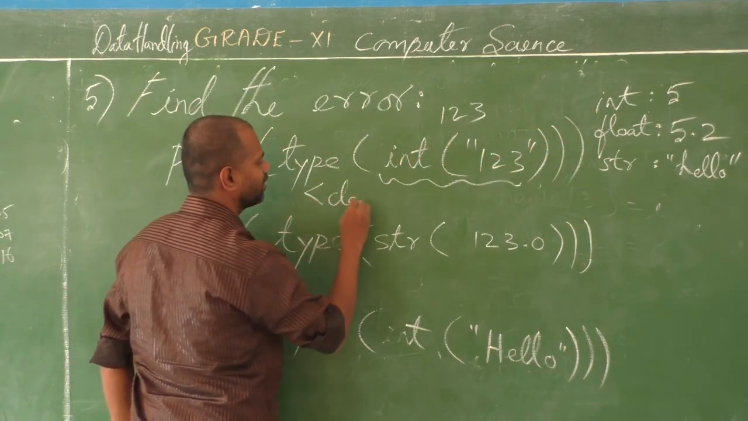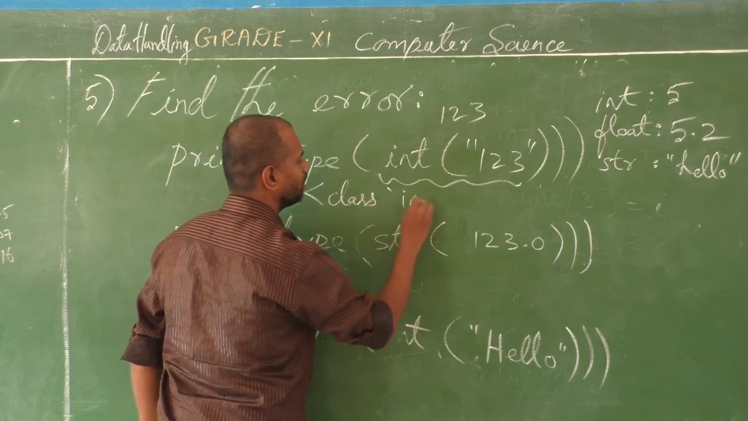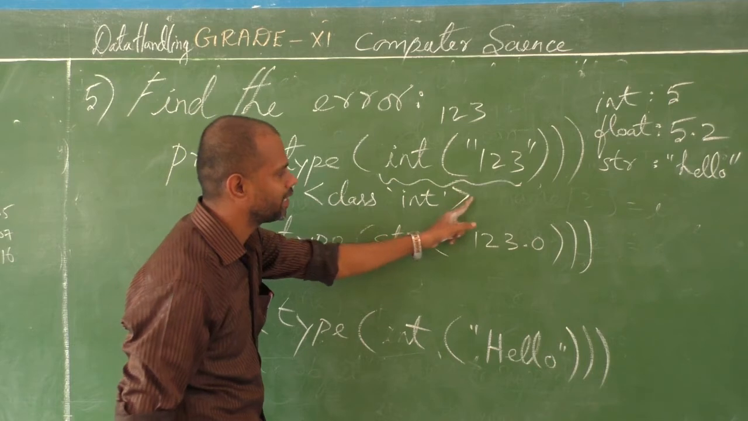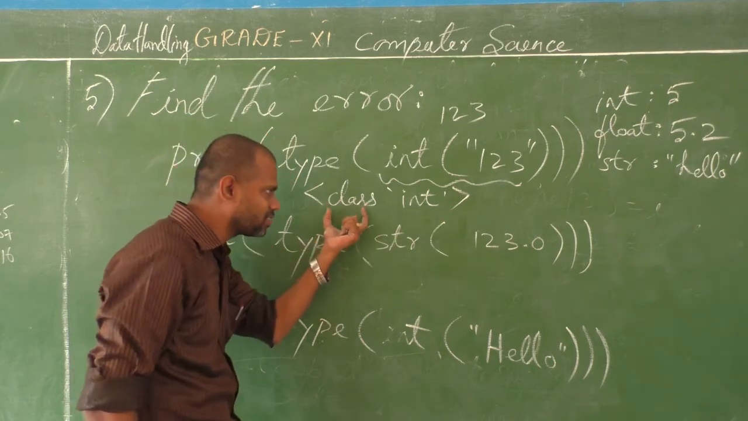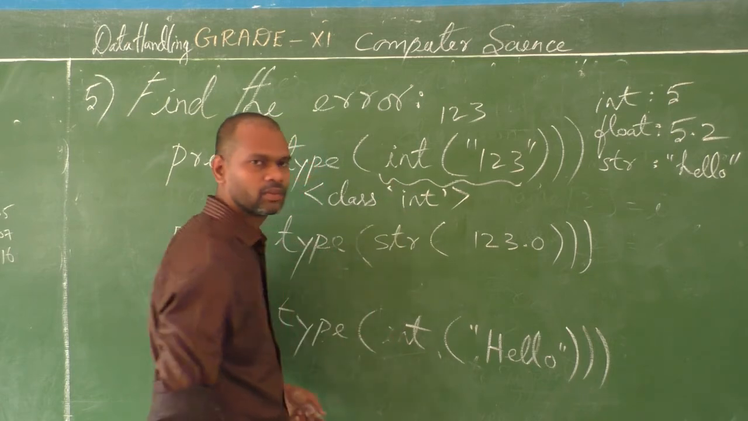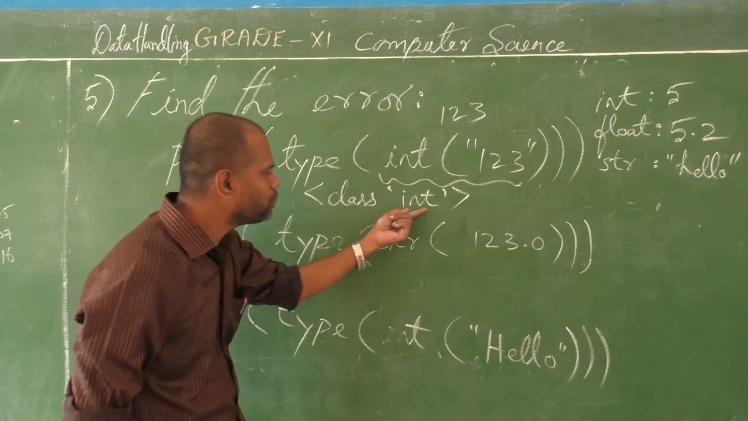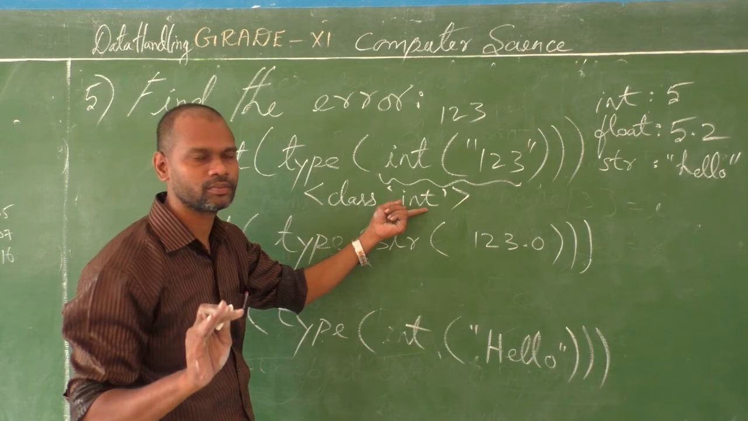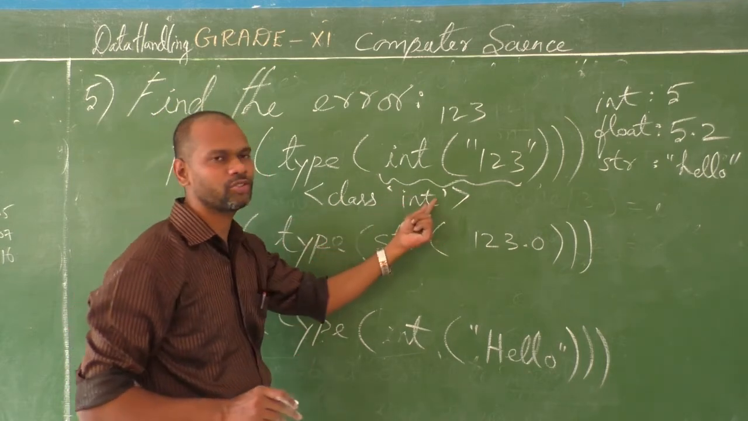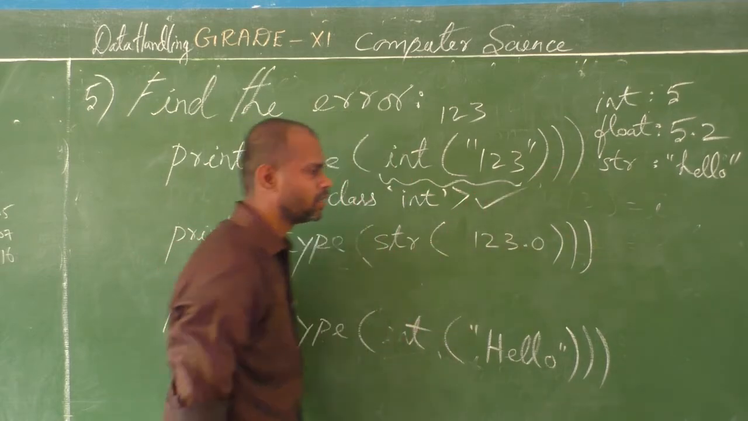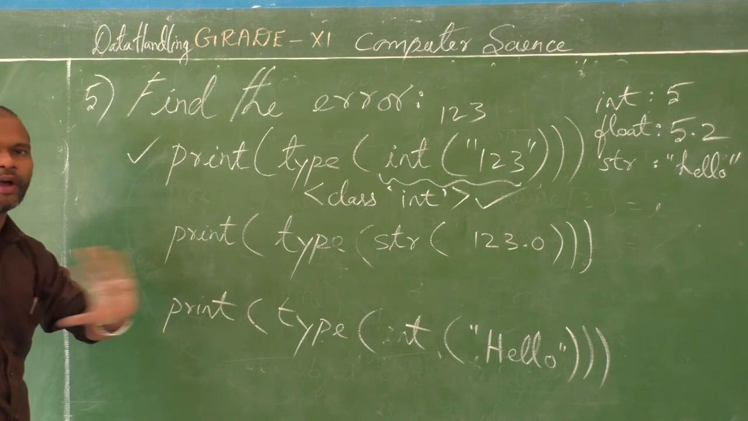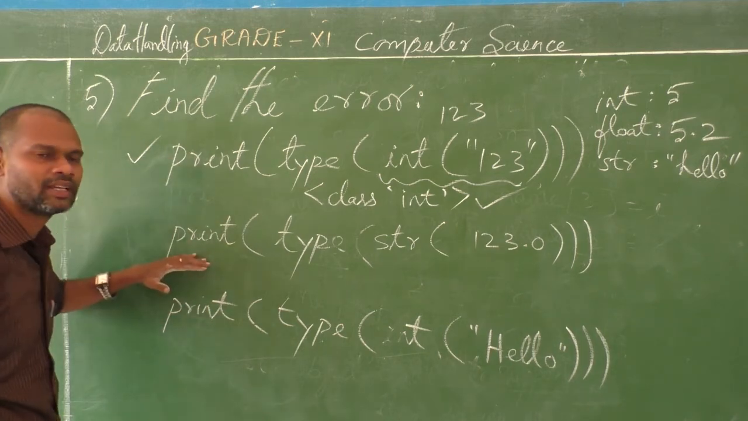So it will write class int. Don't forget to put less than, don't forget to put greater than, don't forget to put class, and int you have to give in single quotes. Got it? If you write simply int, I won't give the mark. You have to write less than, greater than, class, int, then single quotes, then only the answer is correct. So for this line, there is no error. It is absolutely correct. Shall we go for the next one?